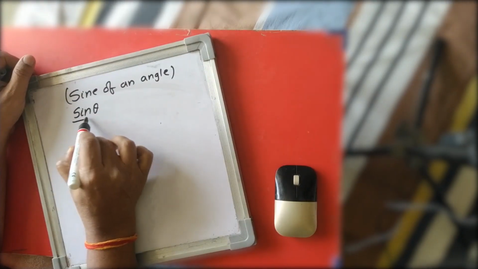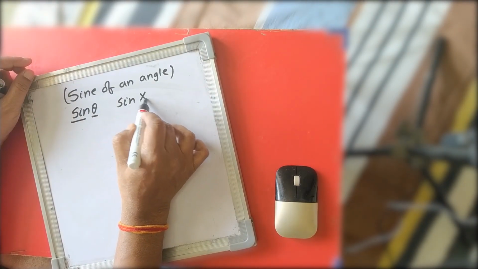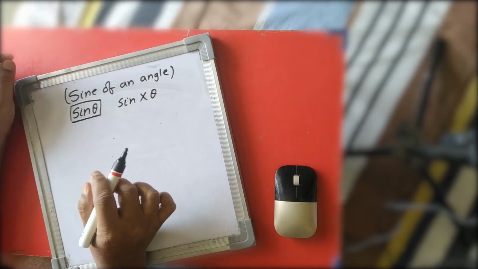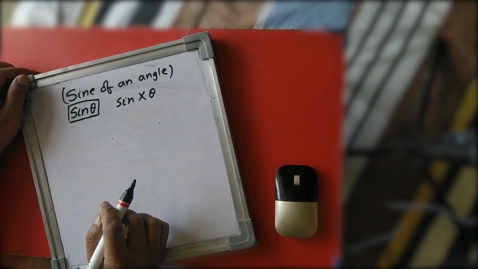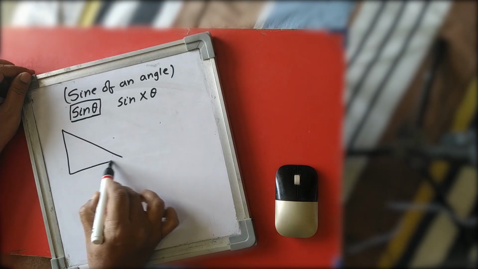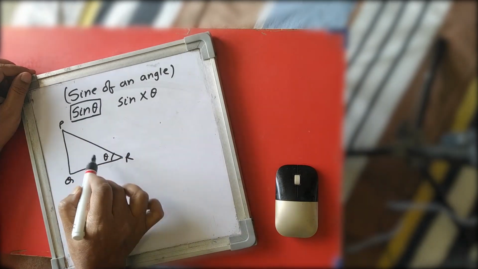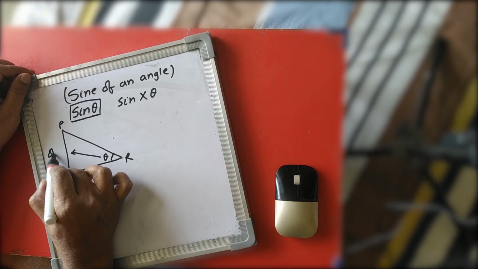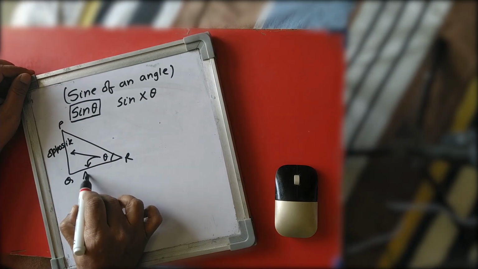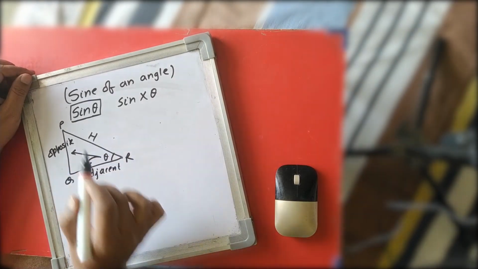We should remember that sine and theta are not two components. It is not something like sine has been multiplied with theta. Sine theta is a single component, and only when they are combined we get a certain value or a certain ratio. Let us again come back to the triangle PQR, right angle at Q, and take angle R as theta. So this side is the side opposite to theta. In short, I'll just write opposite, and this is the side adjacent to theta, whereas hypotenuse obviously remains PR.